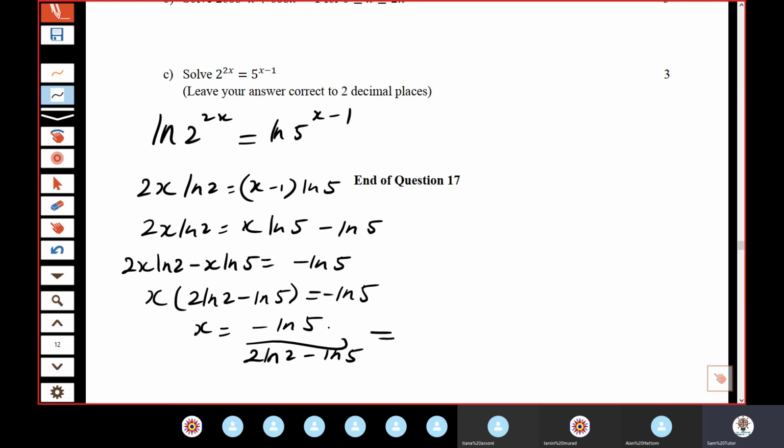All right, questions? Well, what if it's like 2e to the power of 2x equals to what? Equals to the same thing? Let's say it's like 5e to the power of x minus 1.